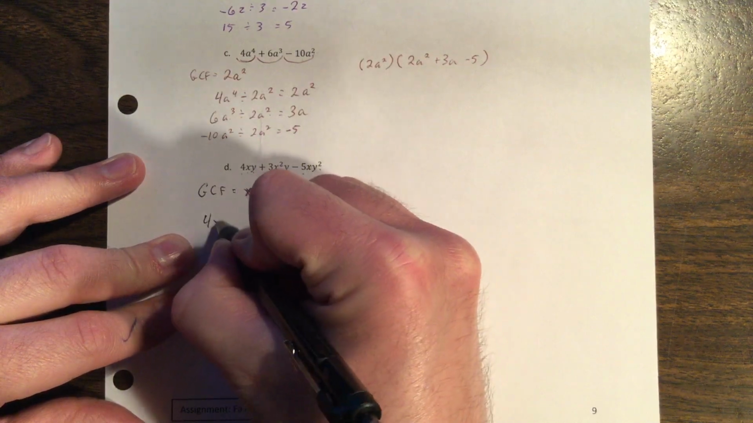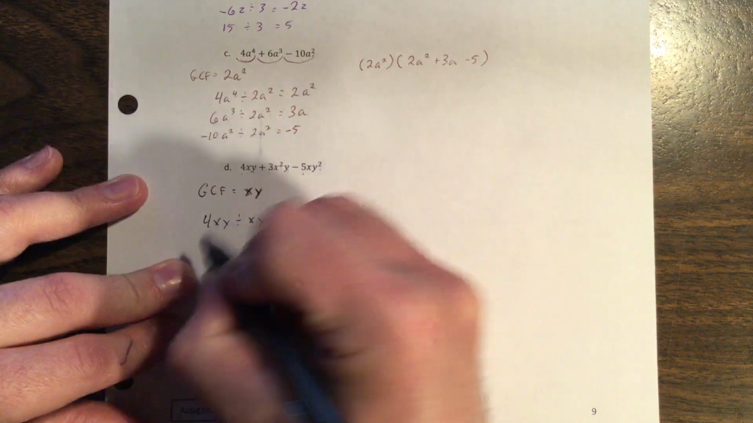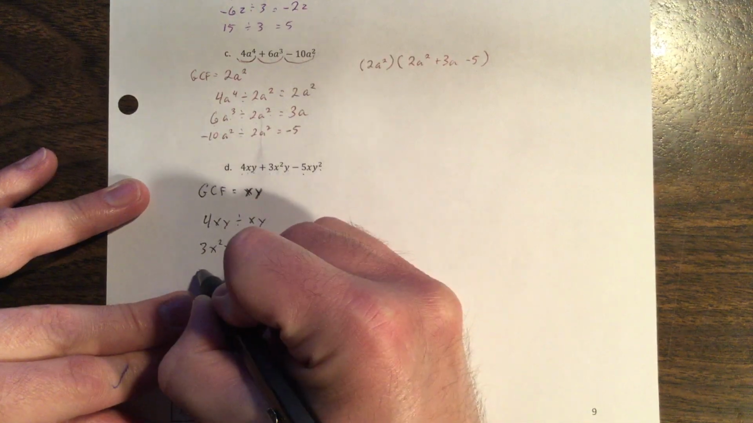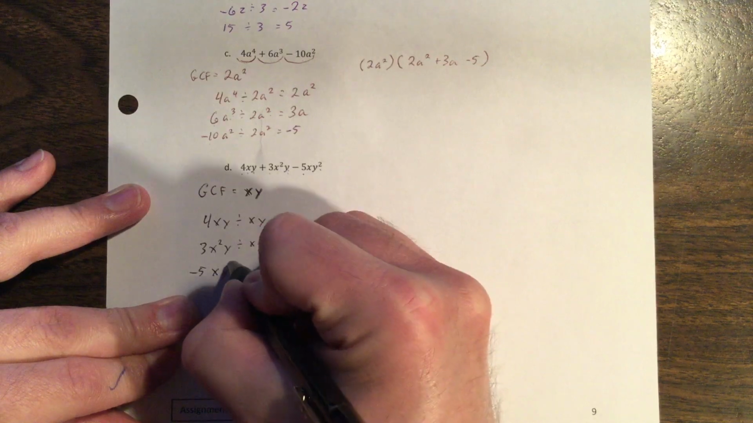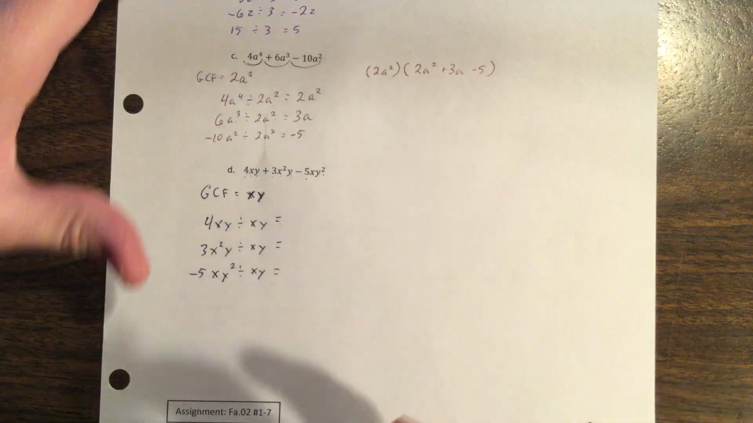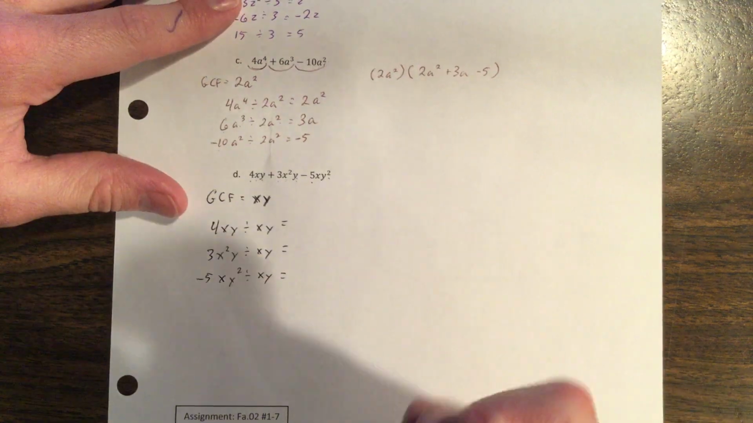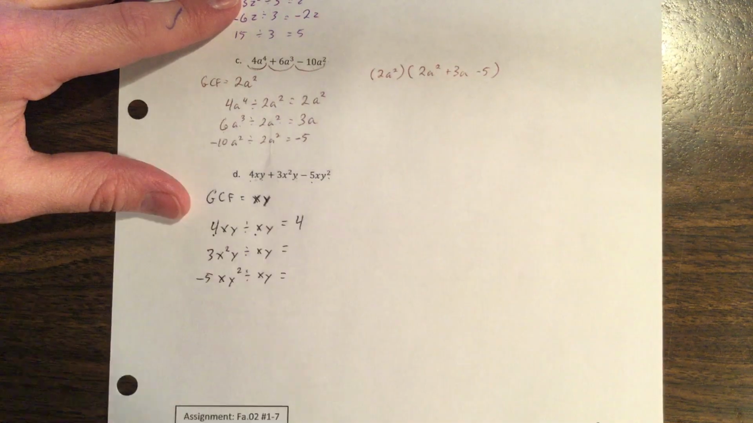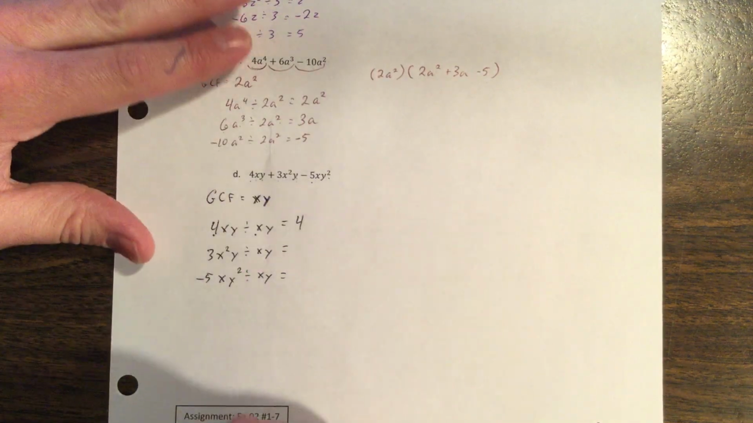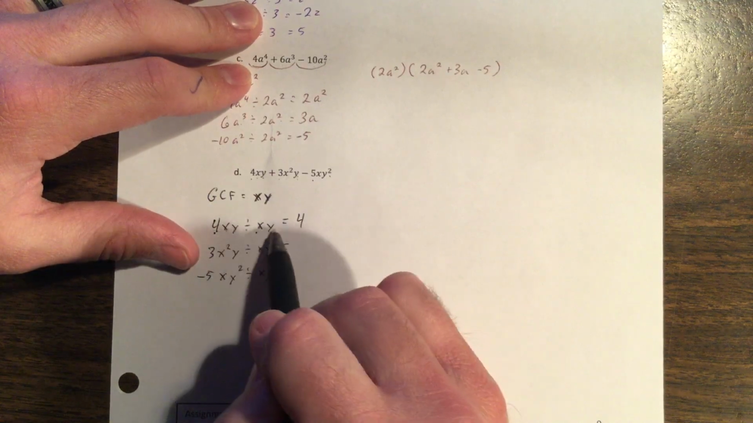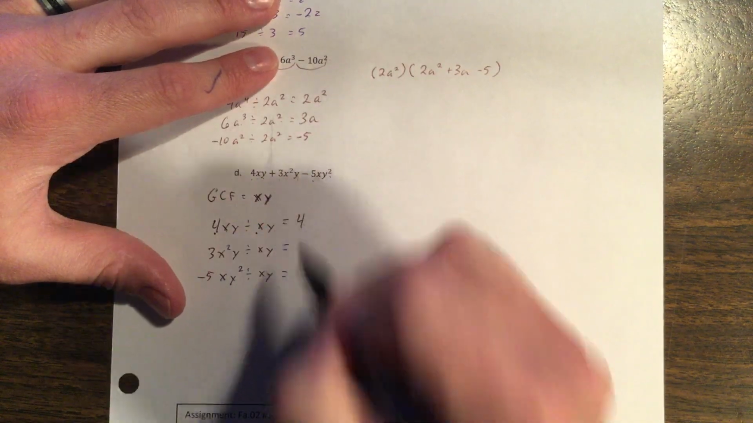Now if we factor this out, 4xy divided by xy, 3x squared y divided by xy, and negative 5xy squared divided by xy. So now our greatest common factor is only letters here. Now again, we look at the numbers first. 4 divided by 1 is just 4, doesn't change. There's still a 1 in front, always a 1 in front. For x, there's 1 x here and 1 x here. If we subtract, there's no x's, so that cancels out. 1 y and 1 y, again, cancels out. So we're just left with 4.